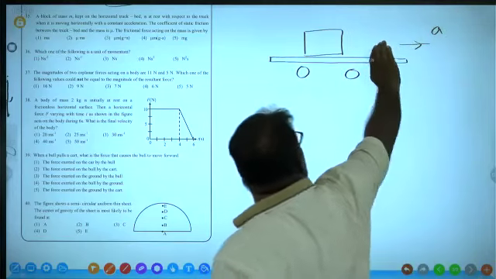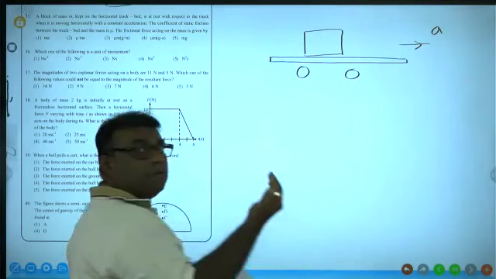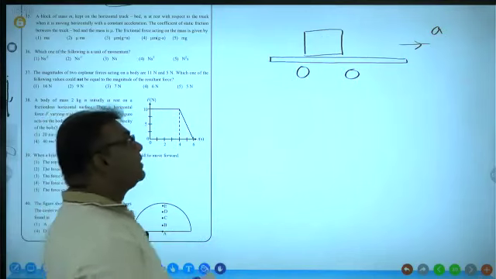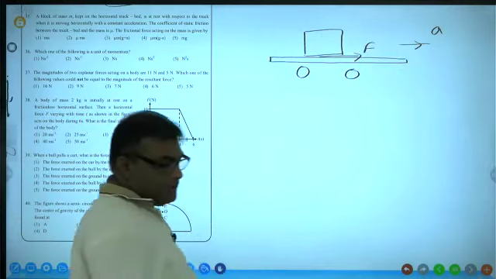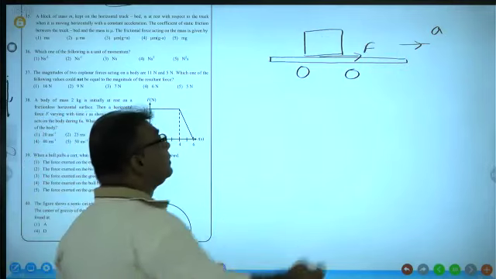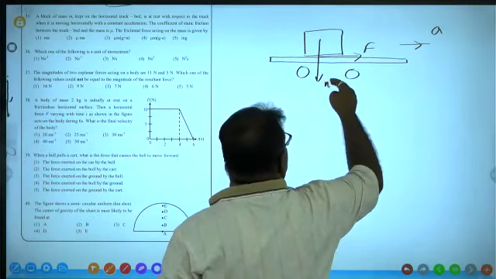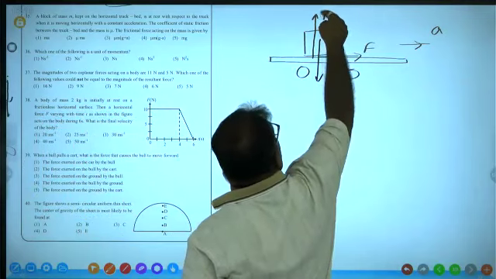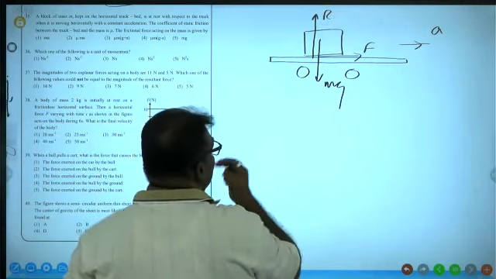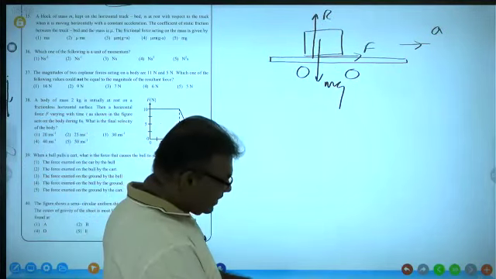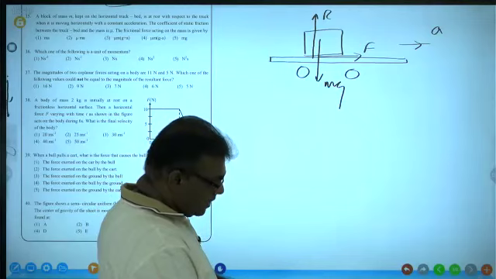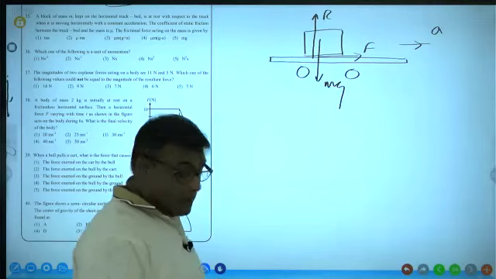Friction acts frontward. Then weight is mg, normal reaction is R. So we can say the coefficient of static friction between the lorry bed and the mass is mu.